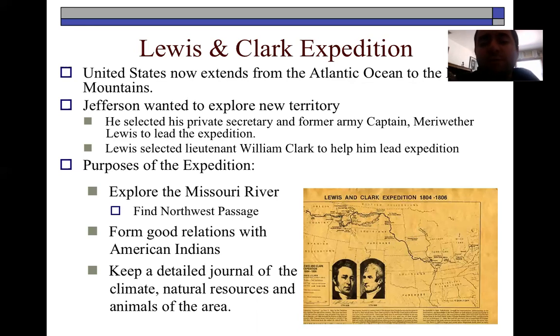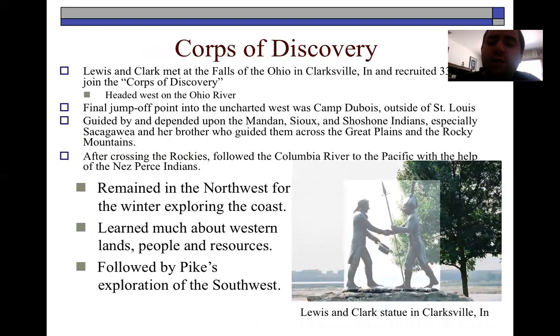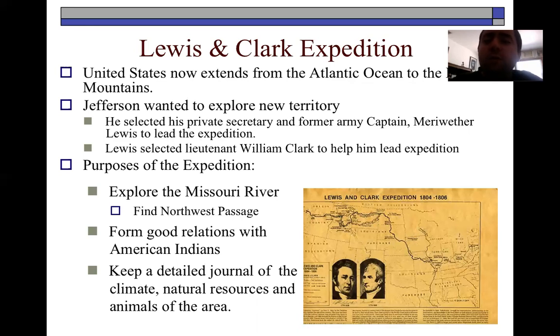Because we don't know what type of animals are there. We don't know the climate. We don't know the natural resources. So Lewis and Clark are going to show us this. They're going to explore the Mississippi River, form good relations with American Indians, and keep a detailed journal about their expedition. This is crucial to understanding where we go from here as a nation. So make sure you have written that down for right now.